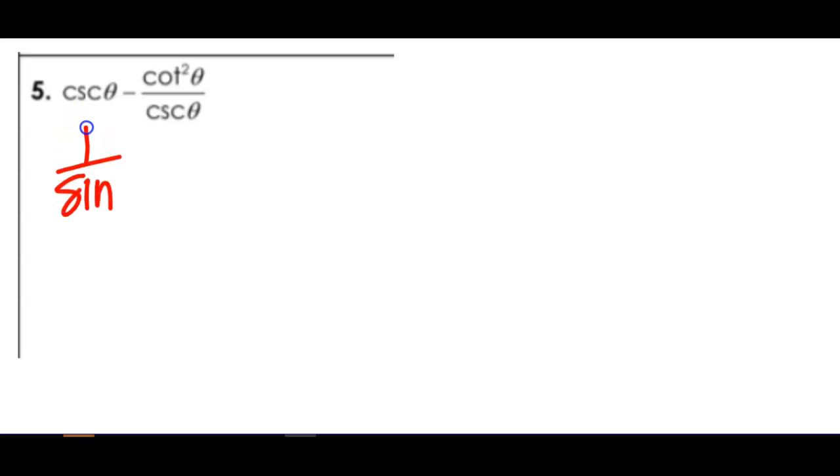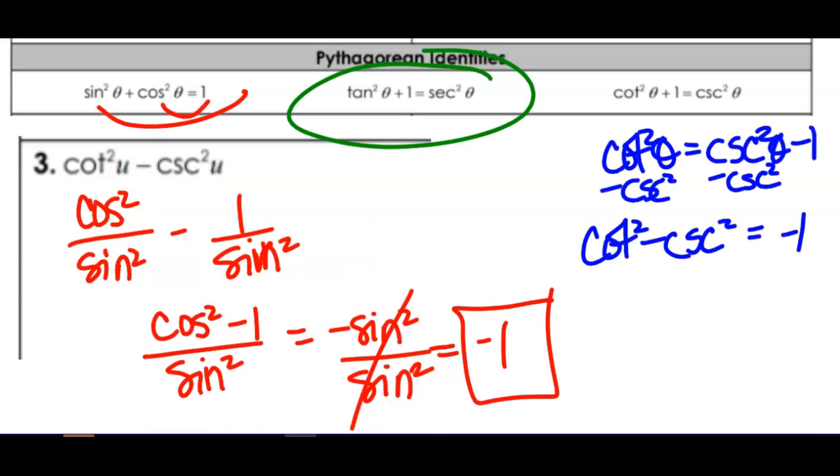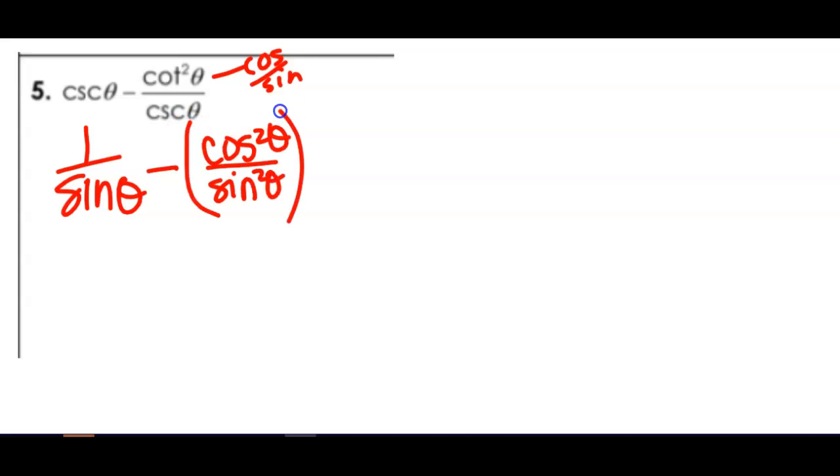1 over sine minus cotangent squared. Anything I could do with that here? Cotangent squared could be a cosecant squared minus 1. Yeah, I think not. Alright, so it is a cosine squared. Cotangent is cosine over sine, but it's squared. And then it is being divided by a cosecant, which is a 1 over sine.